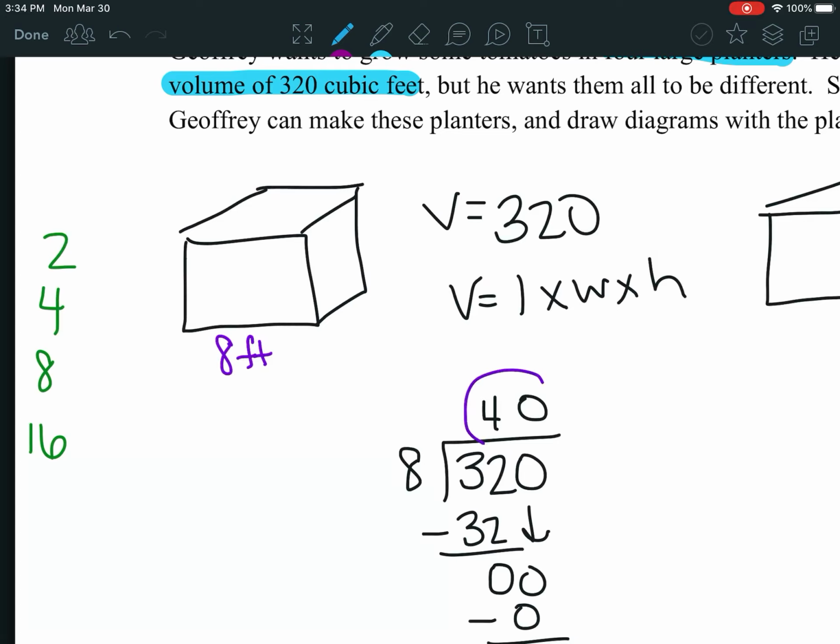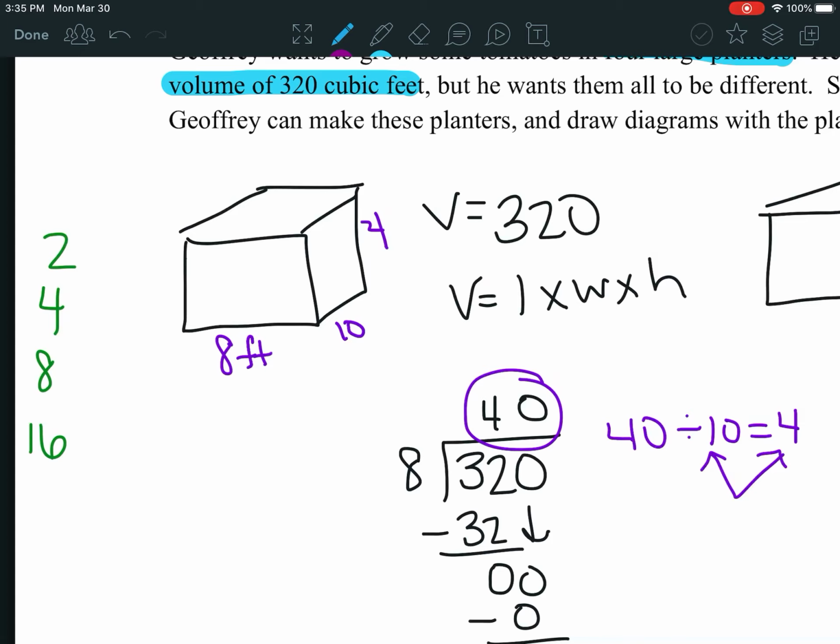40 is what's left over, and that is going to be for the width and the height. So one thing I can do is divide 40 by 4 or 10. In this case, I'm going to do 10, and I get 4. So the leftover numbers, this 10 and this 4, are going to be my other measurements. So here's a 10, here's a 4.